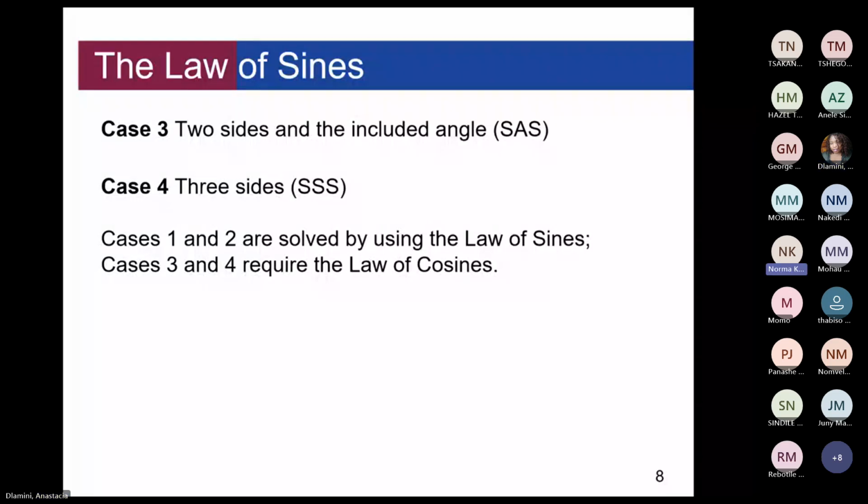Now, three sides. Now listen, case 1 and case 2 are solved by using the law of sines. Case 3 and case 4 require the law of cosines. Do you remember case 1 and case 2, guys? Yes, no? So do you see when to use the law of sines?